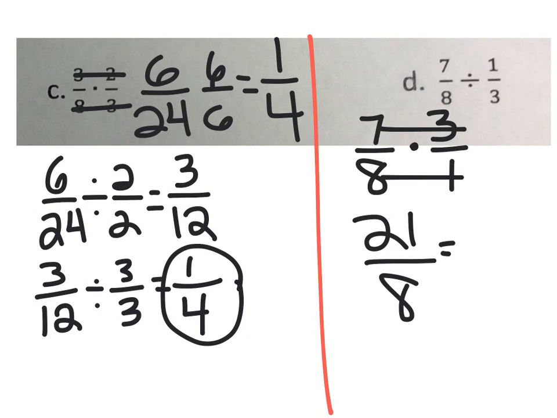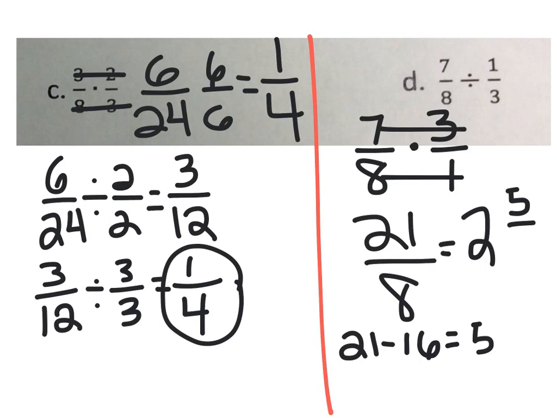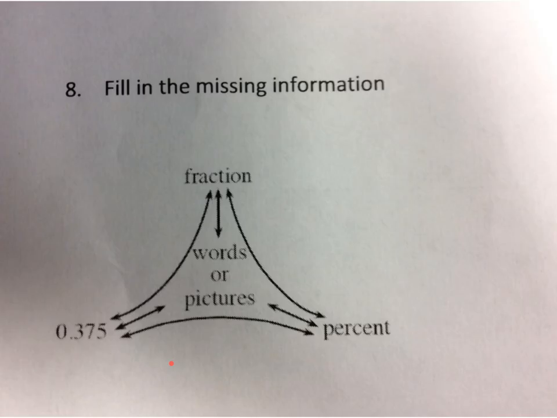21 divided by 8. How many times does 8 go into 21? It goes 2 full times, because 3 full times would be 24. And then how much do I have left over? So 8 times 2 gives me 16. So 21 minus 16 is 5. So my top number in my fraction is 5, and I keep the same denominator, 8. Final answer is 2 5/8. All right, only 2 problems left.